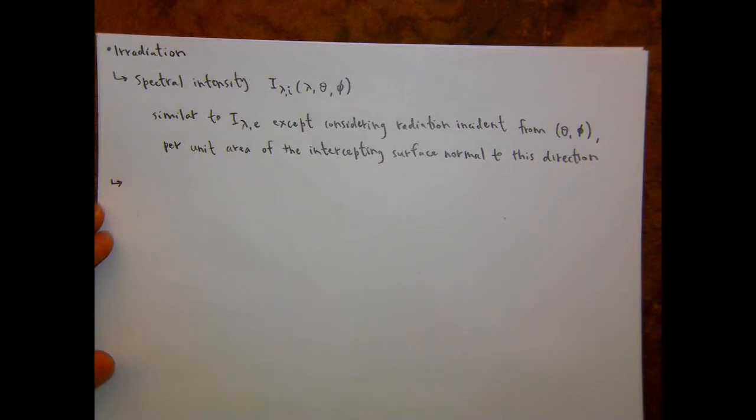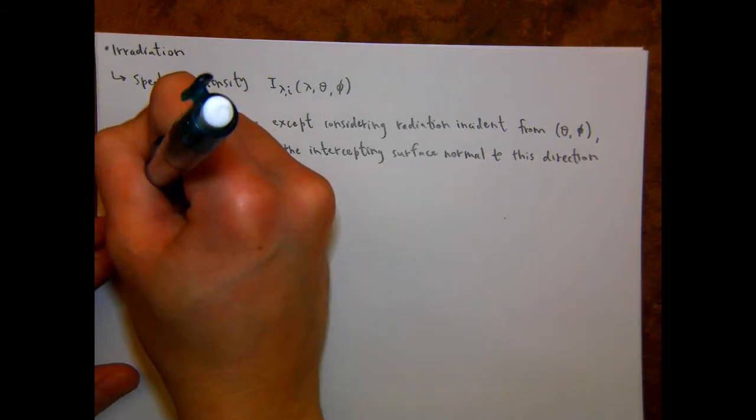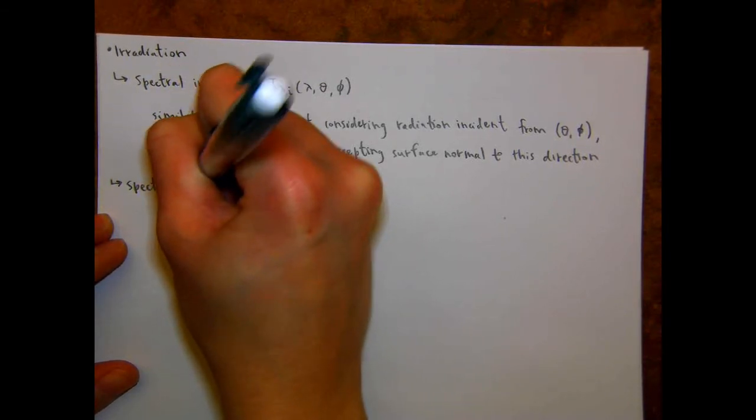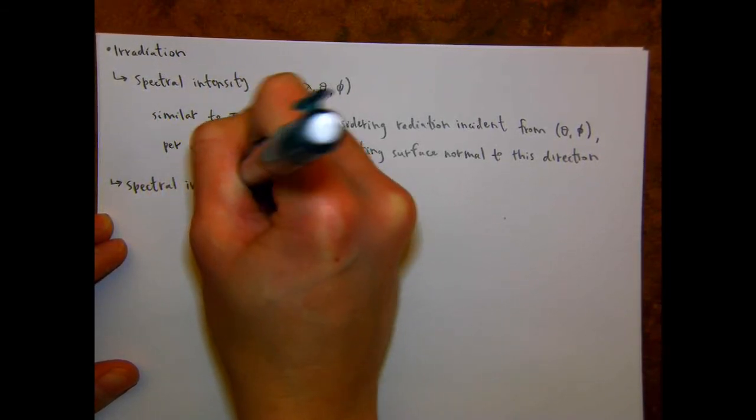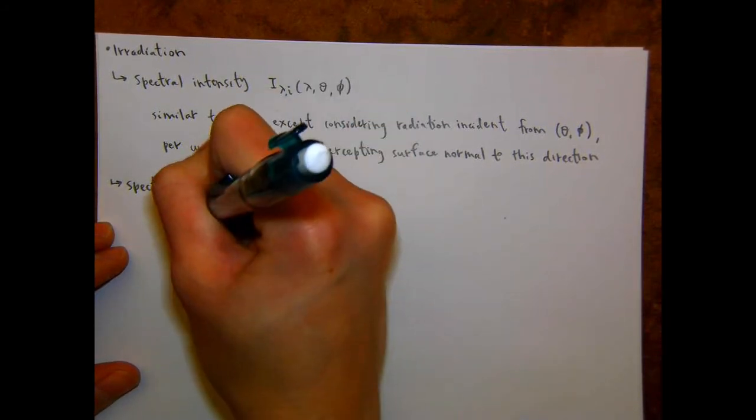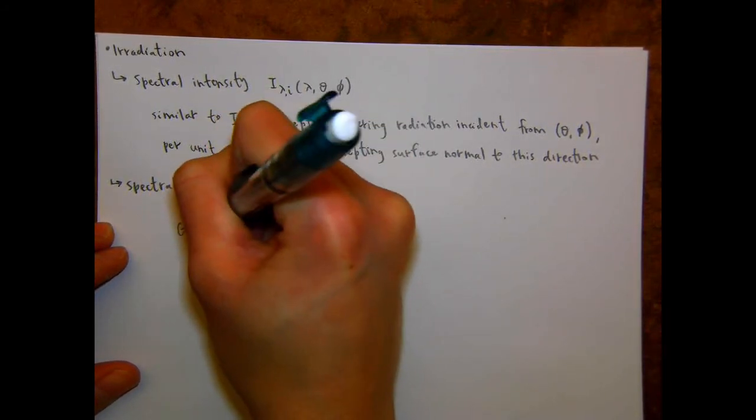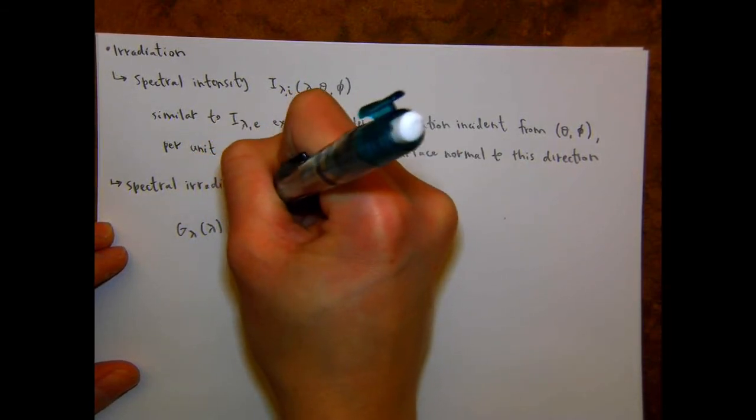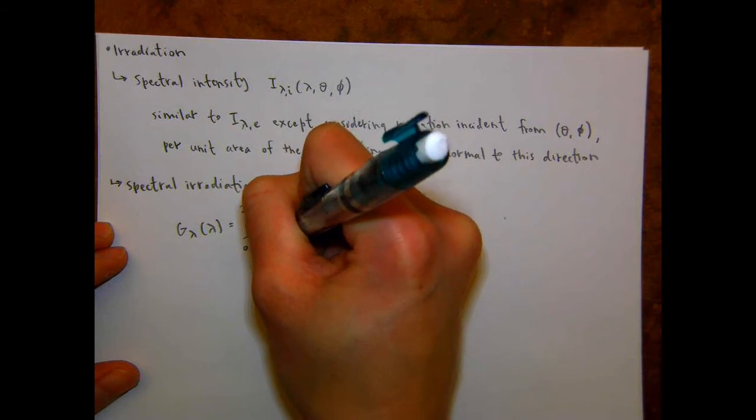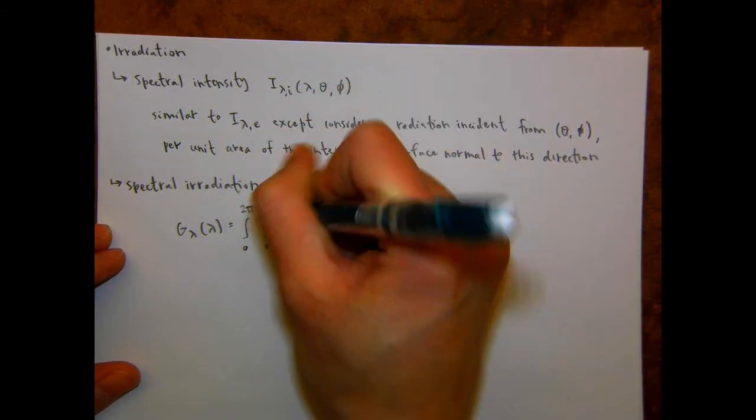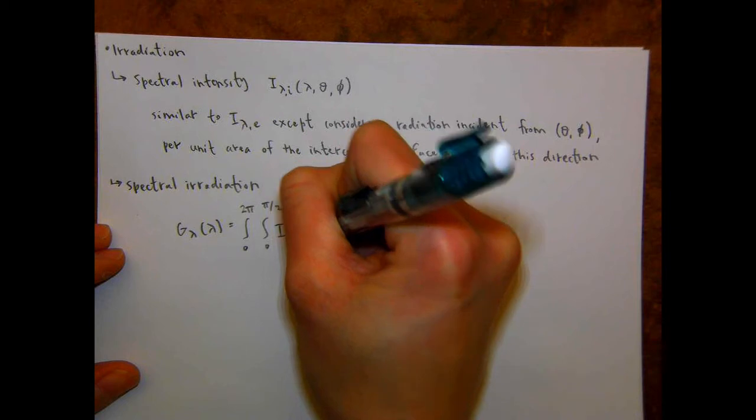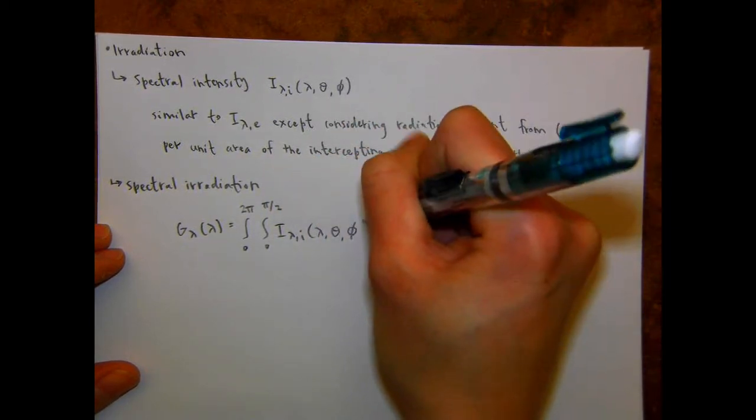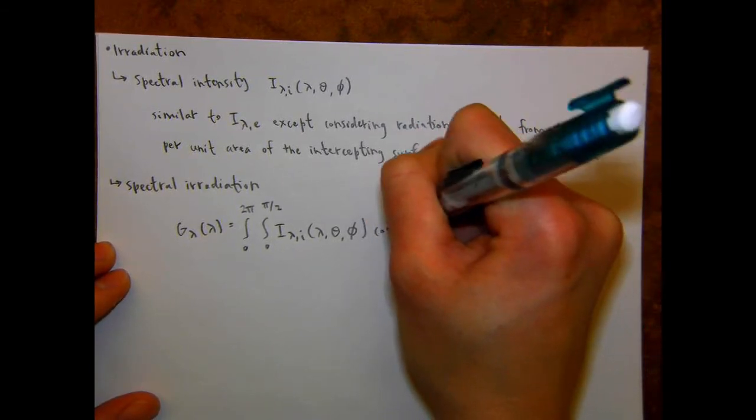So just like with emission from the spectral intensity, we can get spectral irradiation. So same idea, we just integrate up this intensity over the area.